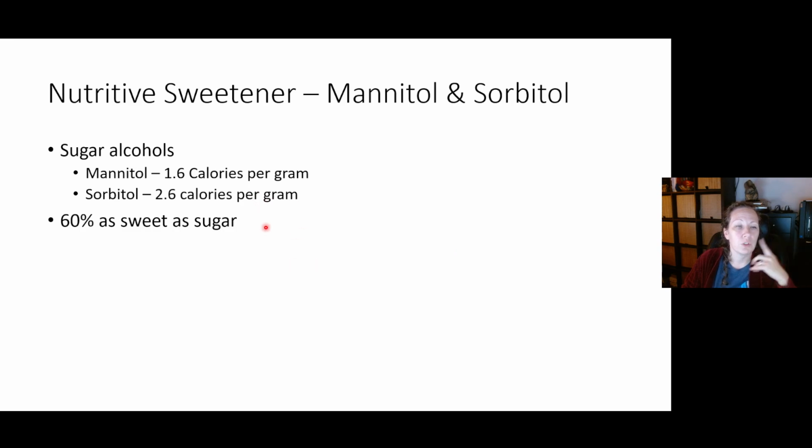So, for example, with sorbitol, it's 60% as sweet as sugar and 2.6 calories per gram. So to get the same sweetness, I need to add 40% more of the sorbitol. And by the time I've done that, it's about the same calories as sugar. So that's something to keep in mind with the sugar alcohols, is that the drawback is that they have less sweetness than sucrose.